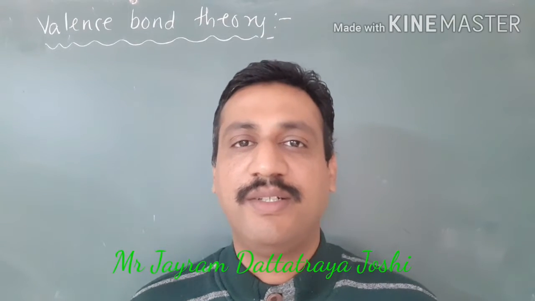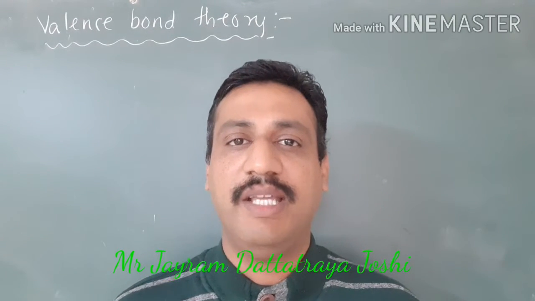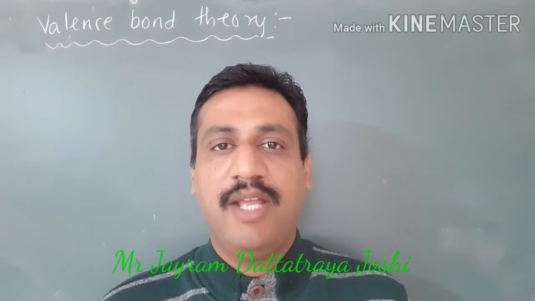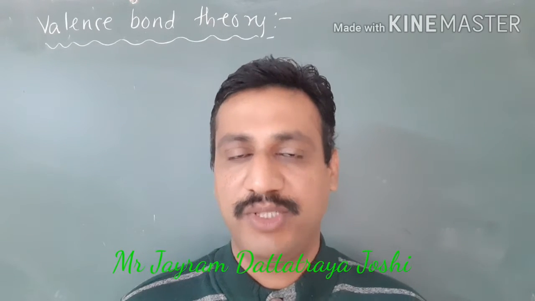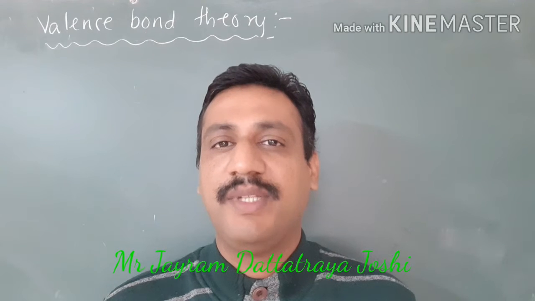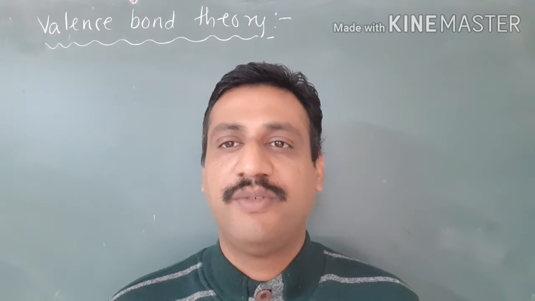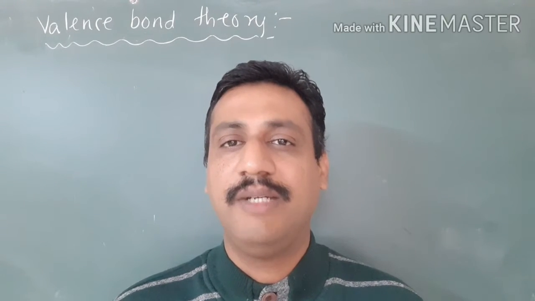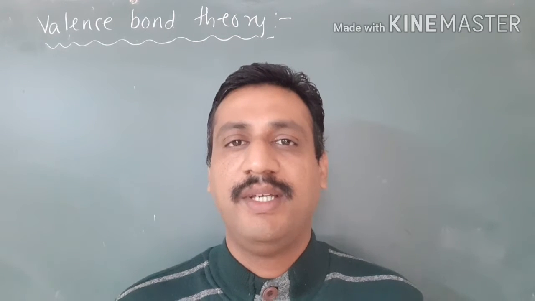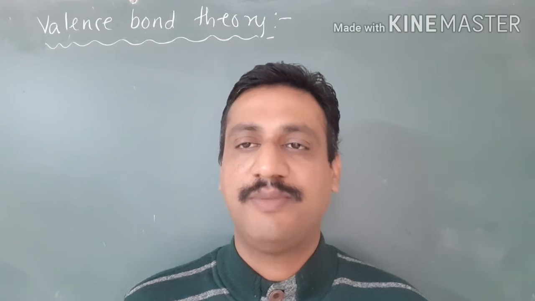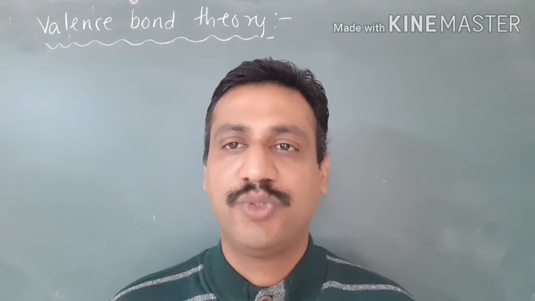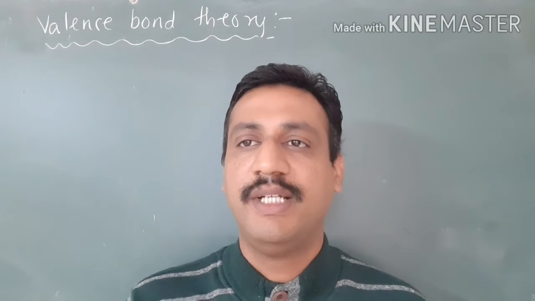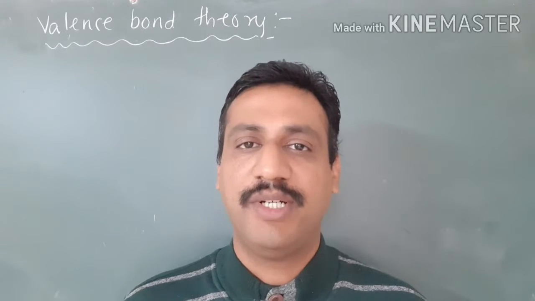Hello everyone, we'll discuss valence bond theory. We know that ionic, covalent and coordinate are the types of chemical bonds. Amongst these, for the formation of covalent bonds, different theories have been stated: electronic theory of valency, valence bond theory, valence shell electron pair repulsion theory, and molecular orbital theory. Amongst these four important theories, today we'll discuss the valence bond theory.